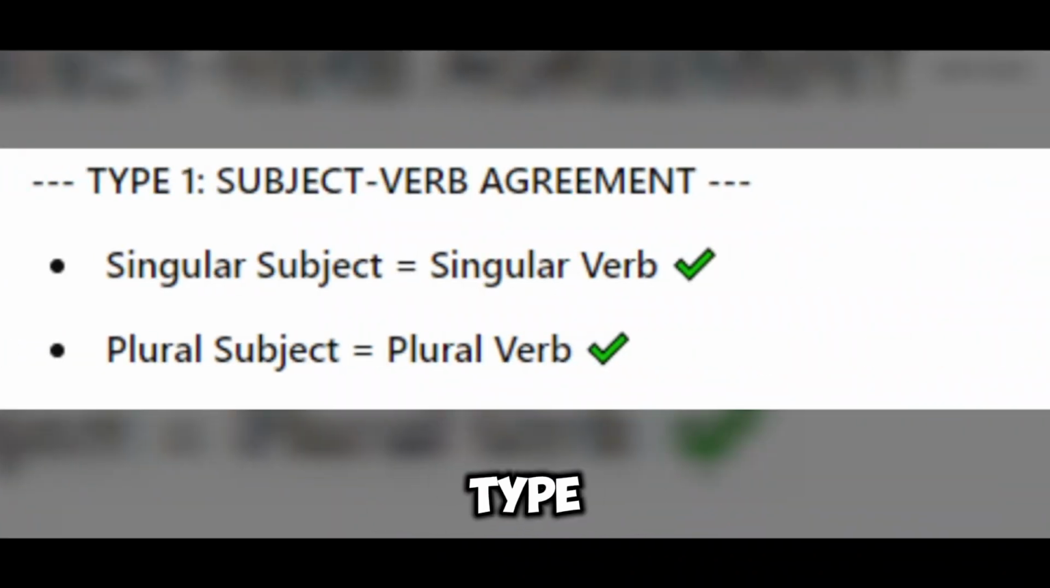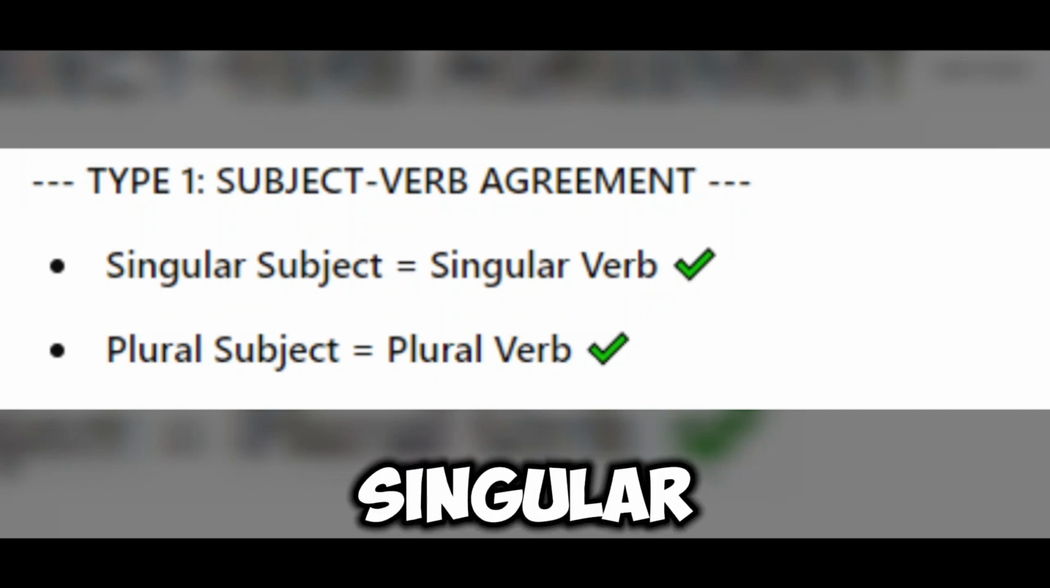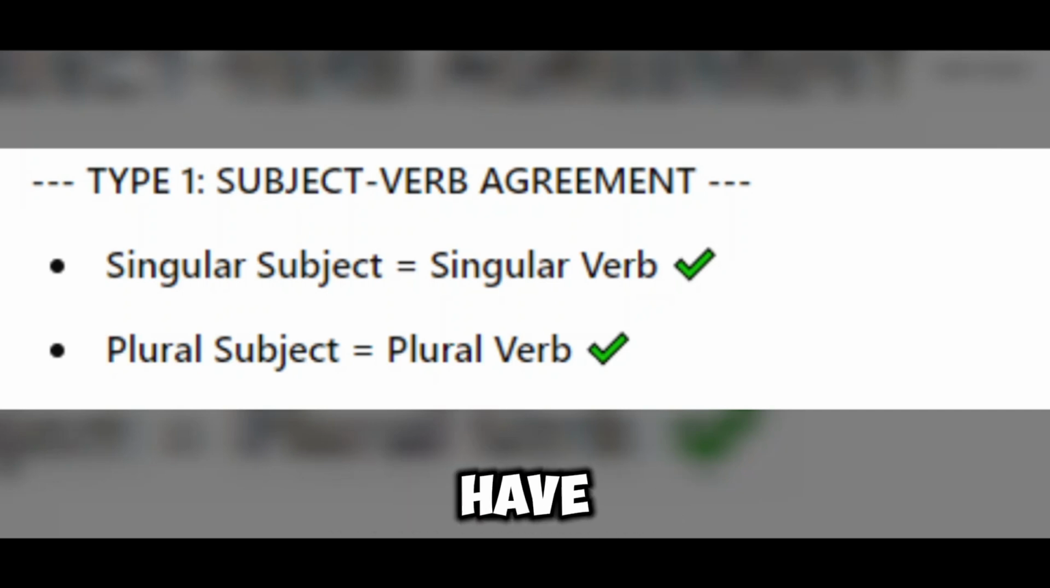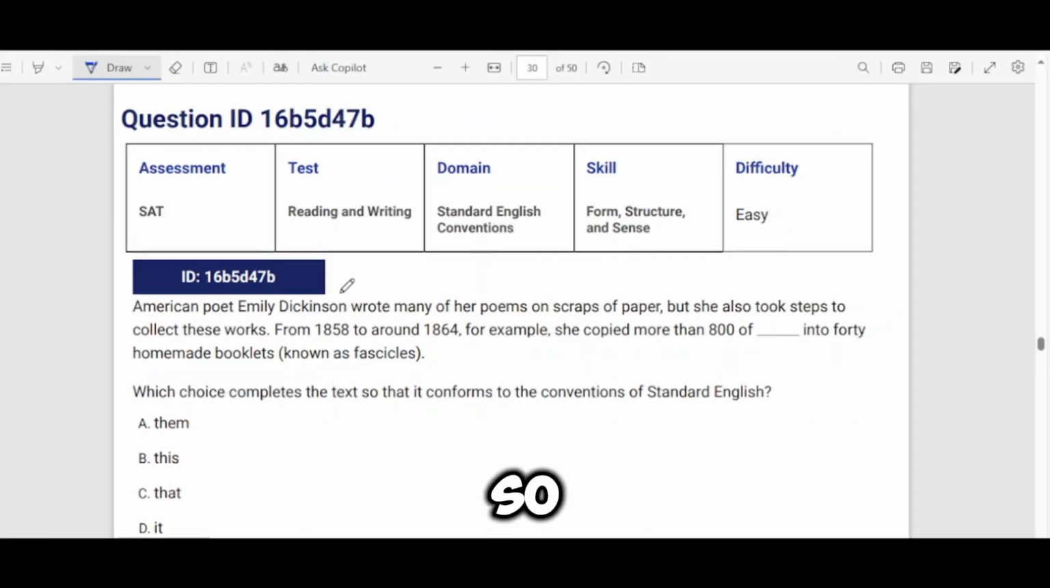Let's get started. Alright, in this type, there are two types of scenarios, singular and plural. If we have a singular subject, our verb will also be singular, whereas if we have a plural subject, our verb will also be plural. So let's see the easy example. Then we'll move on to the medium one and then the hard one, and then the next type.